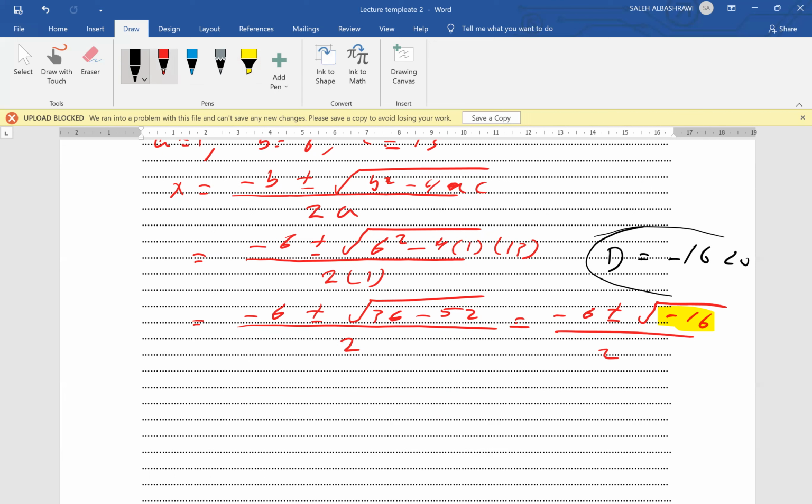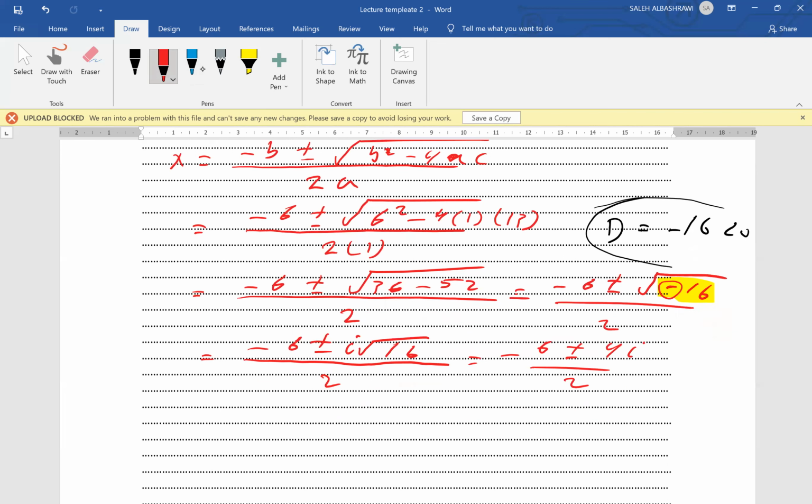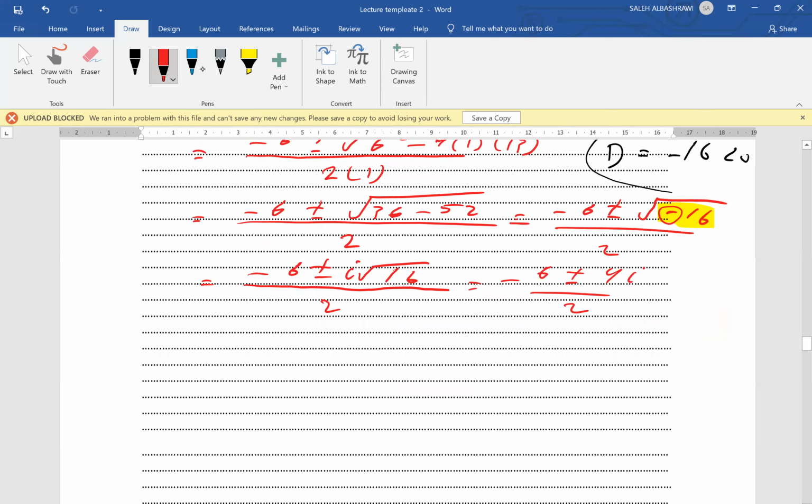So square root of minus 16 is minus 6 plus or minus, this is square root of 16 and i for the negative. It is complex. So i square root of 16, all of it divided by 2, or I can write it as minus 6 plus or minus 4i divided by 2. So I have two different or two distinct complex solutions.